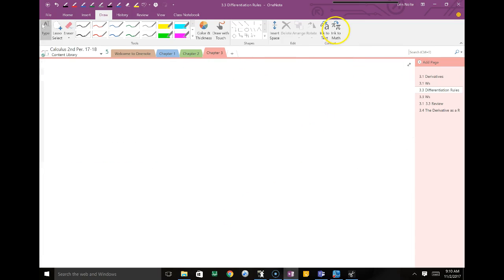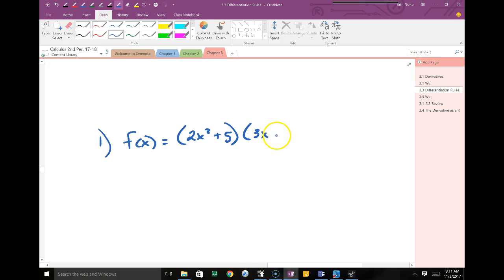All right, moving on. So here's my example, we'll call it number one. Let's say my function is 2x squared plus 5 times 3x squared minus 2x. Okay, so I have two quantities, very obvious, that are being multiplied together. So can somebody identify the first quantity? Okay, good. So this is my first. And which one is my second? The second one. Yes, the second one.